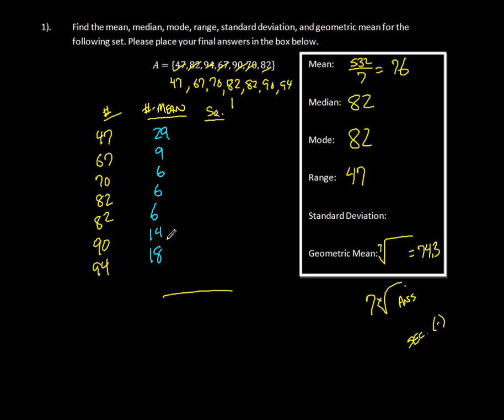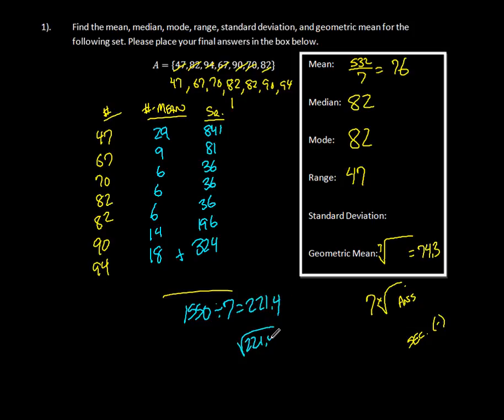So when I square those numbers, 29 squared is 841, 9 squared is 81, these are all 36 here. 14 squared is 196, 18 squared is 324. I'm going to add those numbers up, and I should get 1550. My last step is to divide by how many there are, and then take the square root. So when I divide, I get 221.4. Now I'll take the square root of 221.4, and you should get 14.8 or 14.9 for your standard deviation. If you're off by like a decimal, that's fine. It's just all about where you round it.